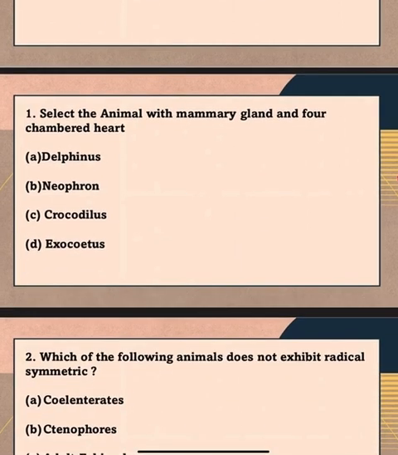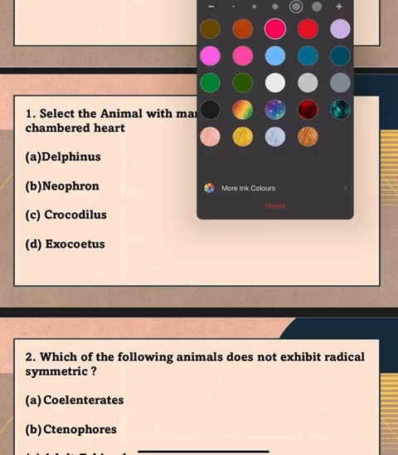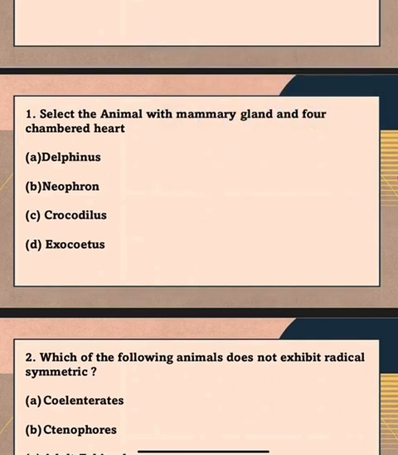Select the animal with a mammary gland and 4-chambered heart. So here we go option-wise. Exocoetus is actually a fish. We'll consider it like a flying fish, an example for Pisces.